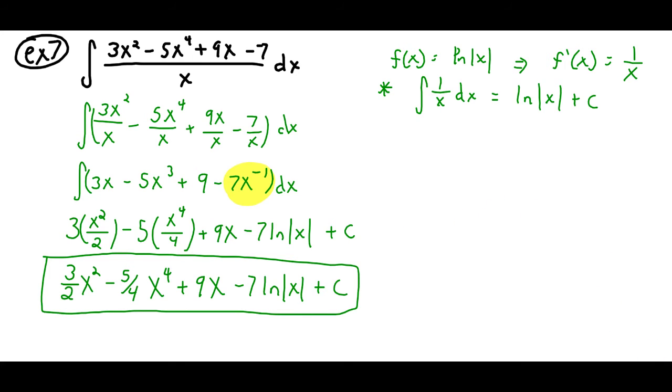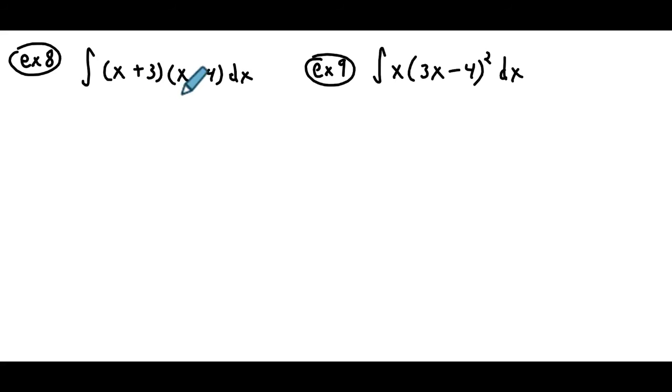Let's try another example. Here we have a function times a function, but again, just like integrals do not have a quotient rule, there's no product rule for integration either. So I need to first multiply x plus 3 times x minus 4, and so that gives me an x squared minus 4x plus 3x, which becomes a negative x, and then minus 12.